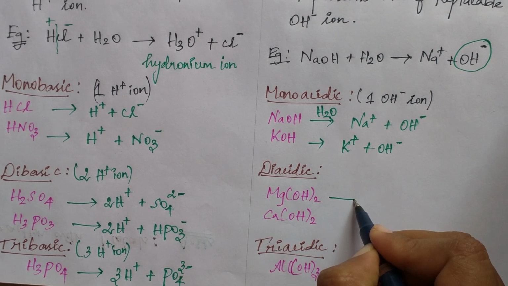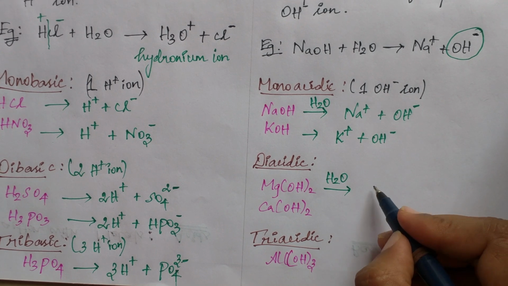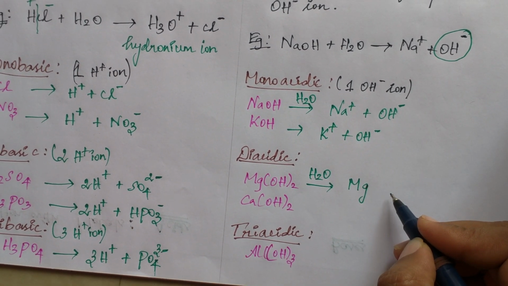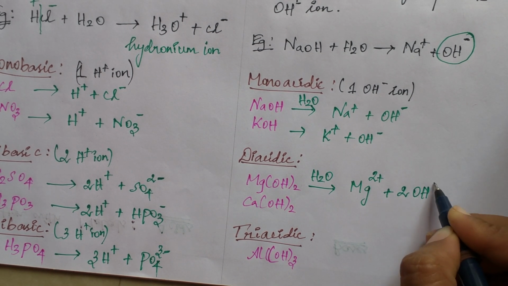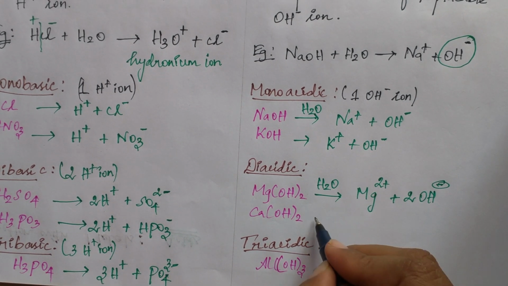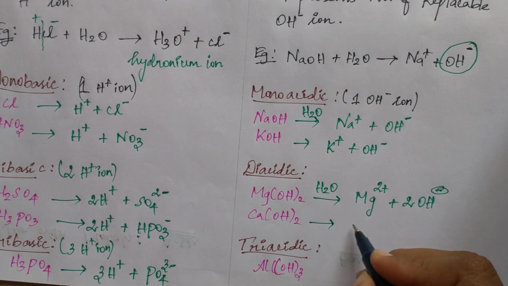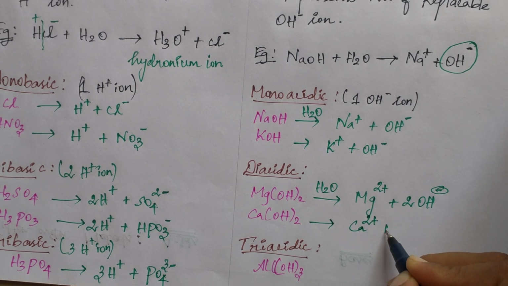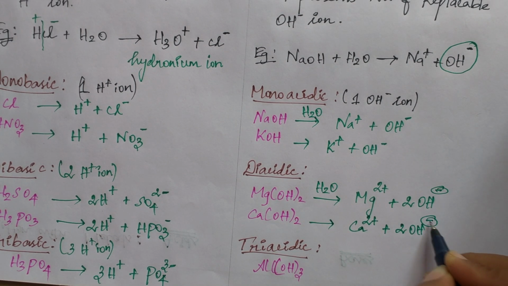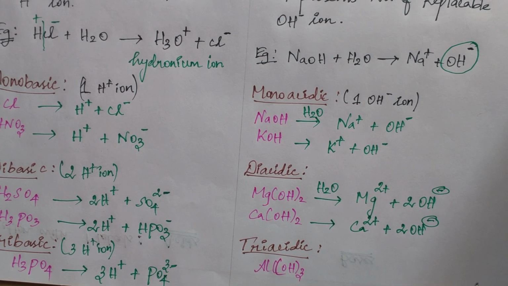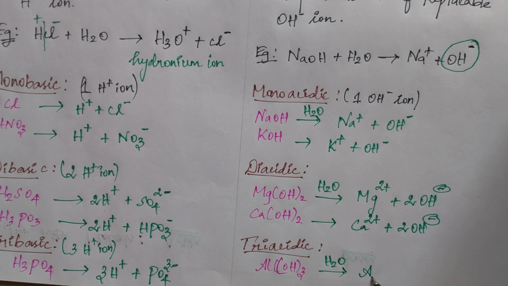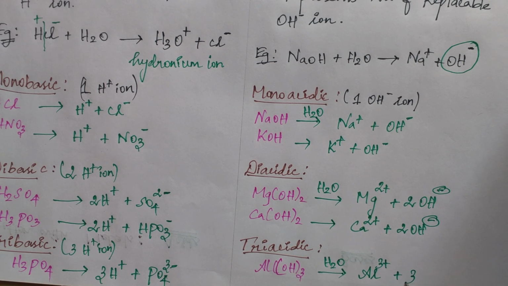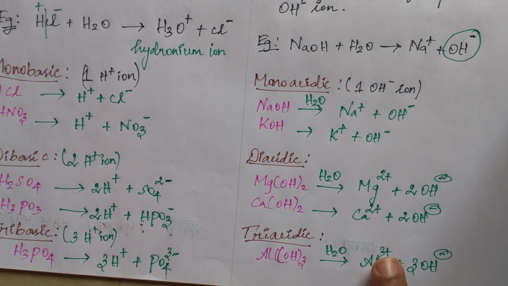Next, diacidic means when dissolved in water, it gives magnesium ion, magnesium valency is always 2 plus, plus 2 OH minus ions in solution. Like that calcium hydroxide. So it produces calcium ion in solution as well as 2 hydroxide ions in solution, hence it is diacidic. Next, triacidic means it gives 3 OH minus ions. So aluminum charge is 3 plus, plus 3 OH minus. So now charges are equal, 3 negative charge, 3 positive charge.